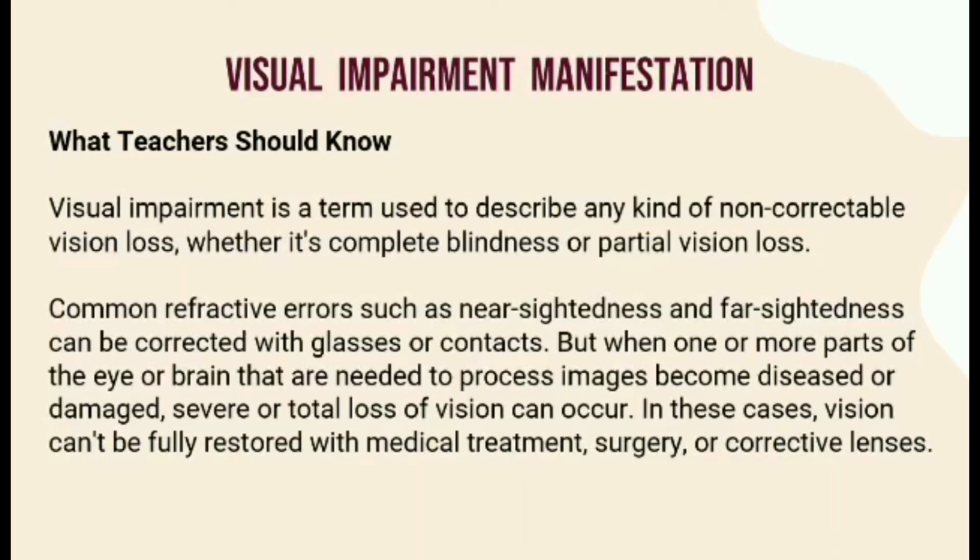Common refractive errors such as nearsightedness and farsightedness can be corrected with glasses or contacts, but when one or more parts of the eye or brain that are needed to process images become diseased or damaged, severe or total loss of vision can occur. In these cases, vision cannot be fully restored with medical treatment, surgery, or corrective lenses.